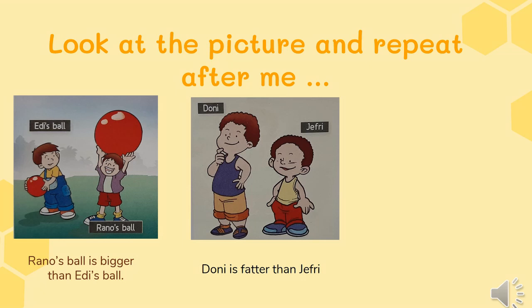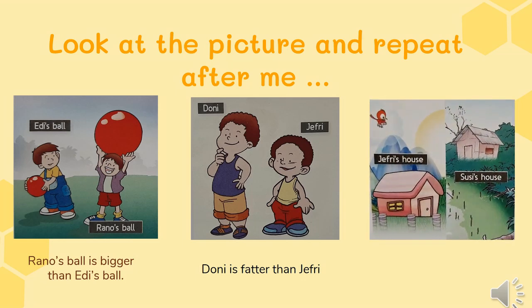Once more. Rano's ball is bigger than Eddie's ball. What does Rano's ball mean? Rano's ball means the ball belongs to Rano, and Eddie's ball means the ball belongs to Eddie. Okay. Now, the next picture, the second picture. There are Donnie and Jeffrey. As you can see, their body sizes are different, right?